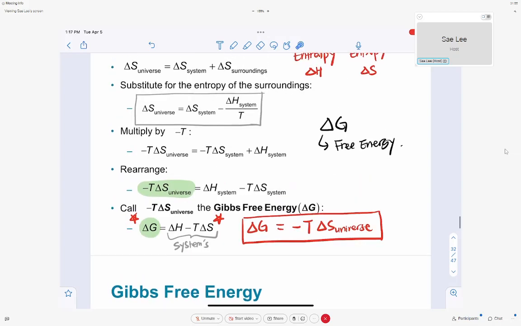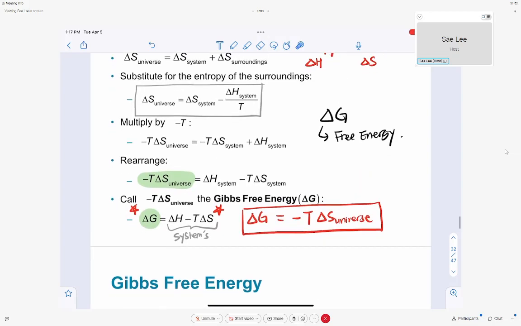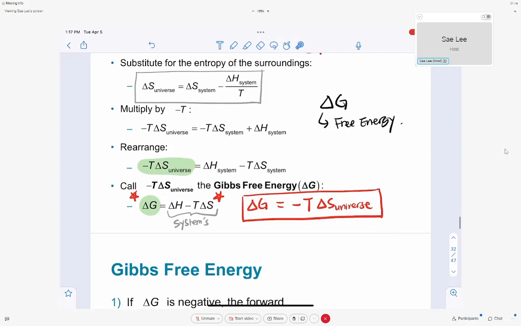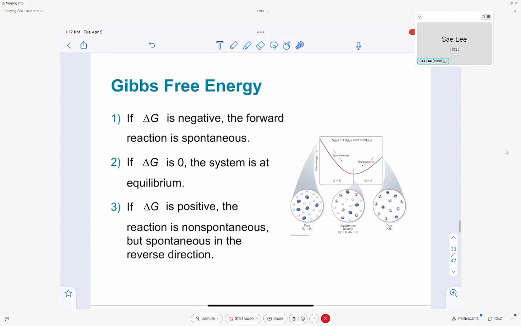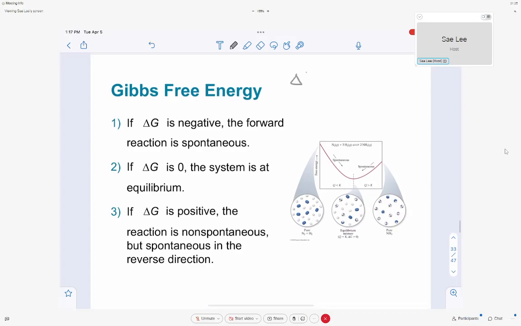So again, from this slide, the two important things are the delta G equations. Delta G is basically equal to negative T times the change in entropy of the universe. We've just learned that delta G is equal to enthalpy change minus temperature times entropy change. This is what we just learned. Another thing that we learned is that delta G equals negative T delta S of the universe.